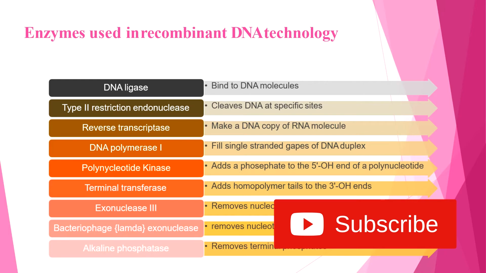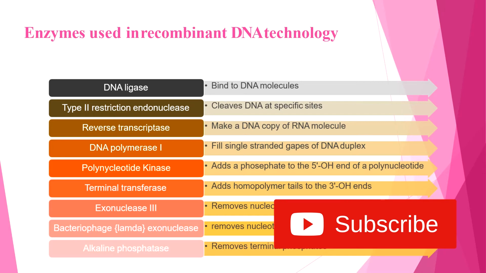As a result of normal transcription, DNA is converted into RNA. In the case of reverse transcriptase, the RNA forms DNA, the reverse process. Okay. And another enzyme is DNA polymerase 1. This DNA polymerase 1 will fill the single-stranded gaps of the DNA duplex.